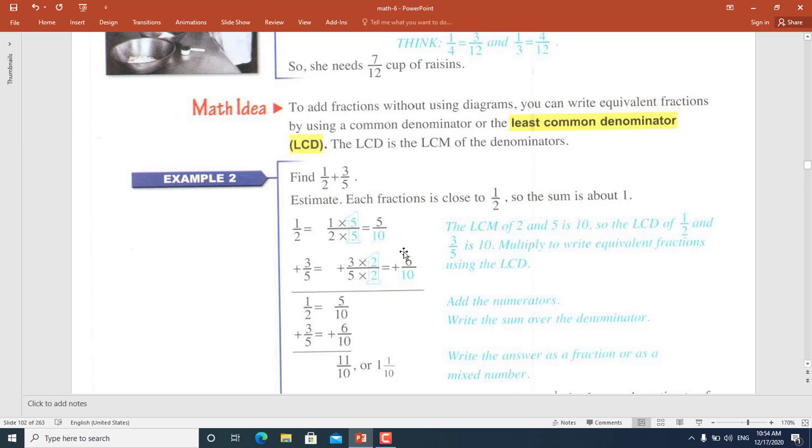Now we add them. Instead of 1 over 2 we have 5 over 10, and instead of 3 over 5 we have 6 over 10. After that we add 5 plus 6, which is 11, and we keep 10, we don't change it. And 11 is more than 10, so you can use division. 11 divided by 10 is 1 with remainder 1. This 1 from the quotient is the whole number, and the remainder we write on top, and the denominator doesn't change.